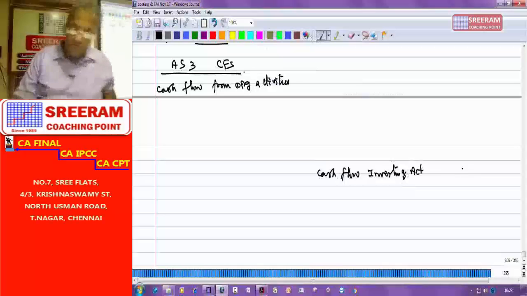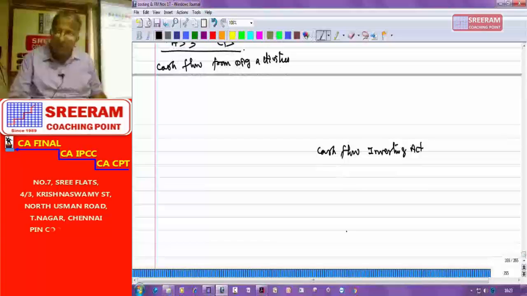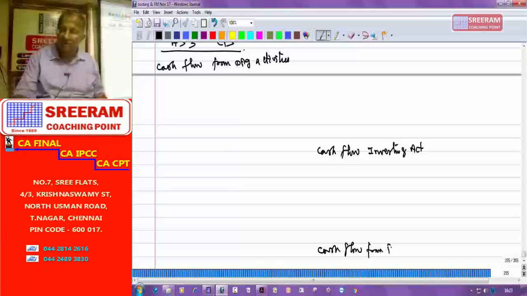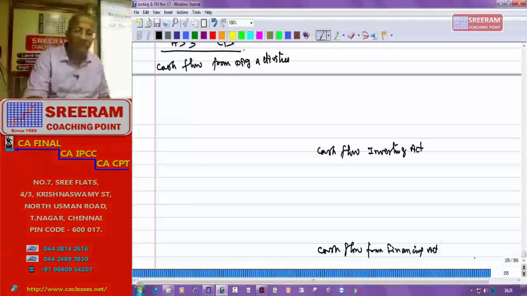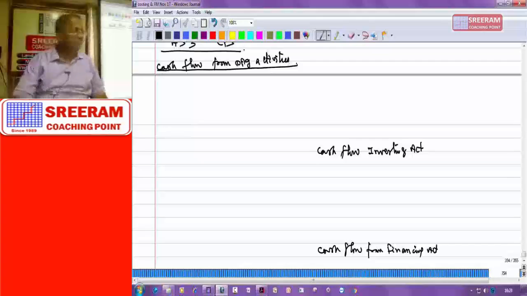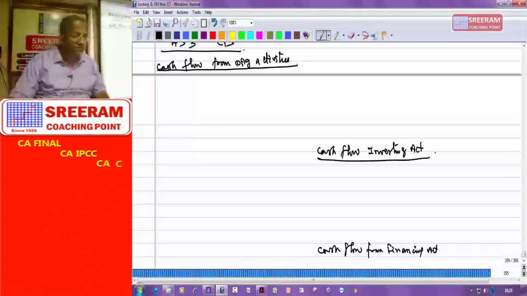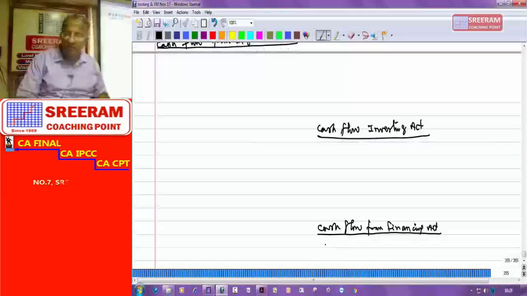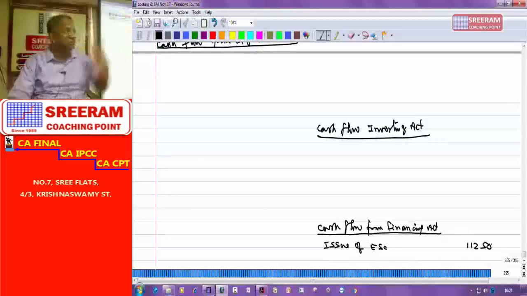Then cash flow from financing activities. In one page itself I try to make it up. Okay, how do we do that? Share capital. Issue of equity share capital. How much is that? 1,12,500 without brackets because it is an inflow.